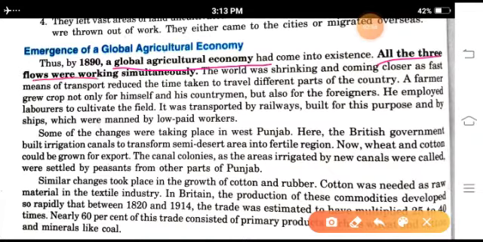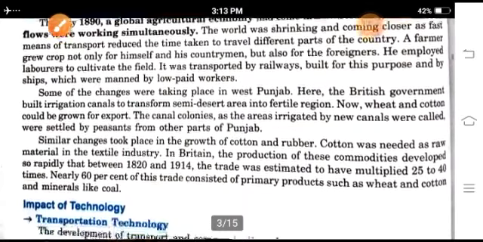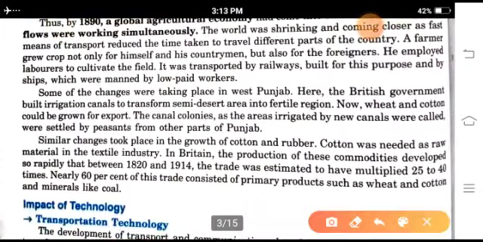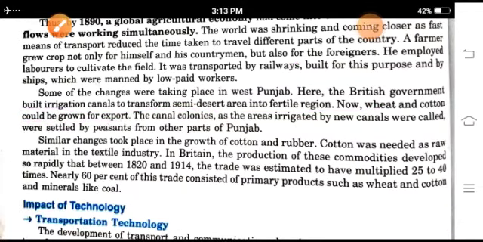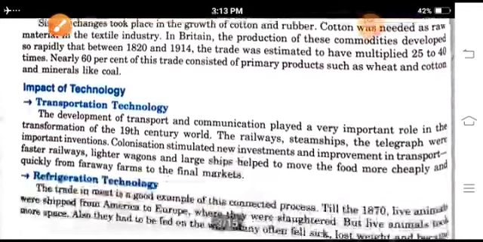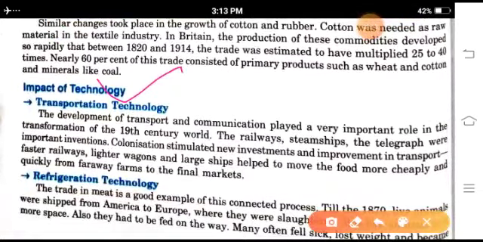All three flows were working simultaneously. For example, here in India, in West Punjab, the British government built irrigation canals to transform semi-desert areas into fertile regions. Now wheat and cotton could be grown for export. Transportation technology and refrigeration technology.